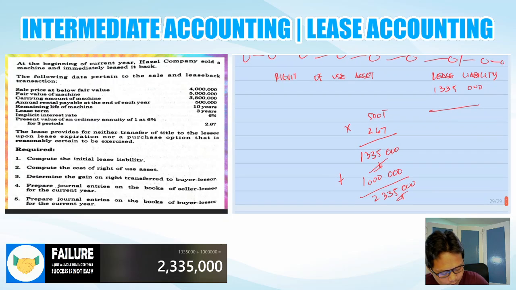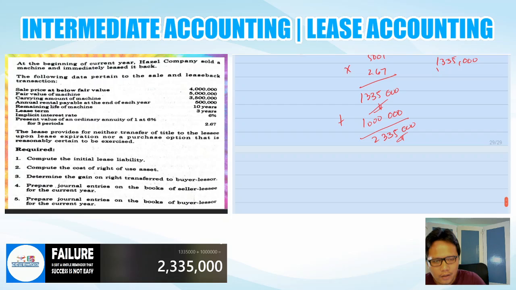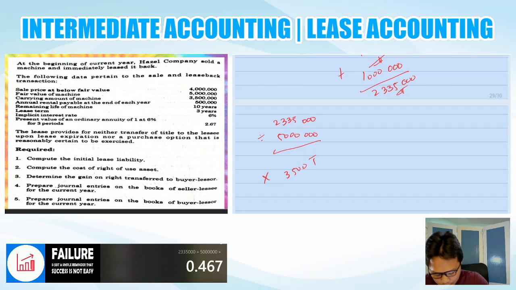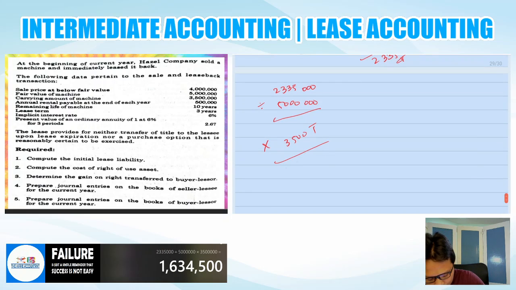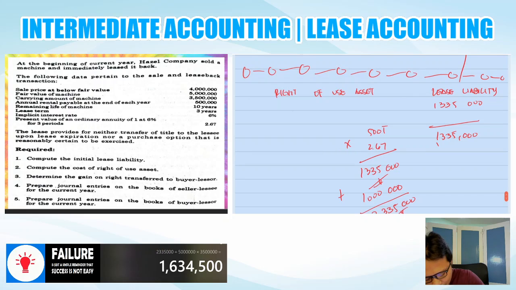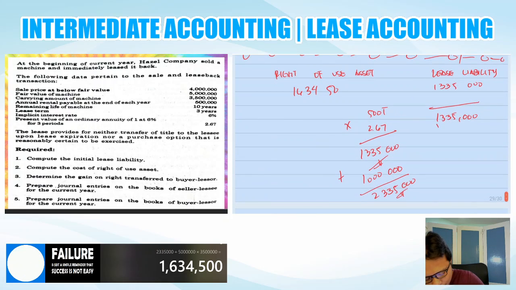So after that, okay? After that, to compute for our right of use asset, then the remeasured lease liability over the fair market value of 5 million multiplied by the carrying amount of 3,500,000. So that would be 2,335 divided by 5 million multiplied by 3,500,000. Our right of use asset is 1,634,500. Okay? So, actually, yan lang yung komplikado. Isa sa mga komplikado. Diba? The measurement of your right of use asset.